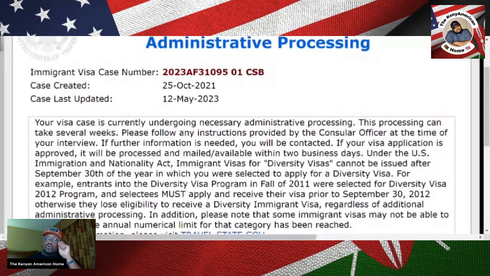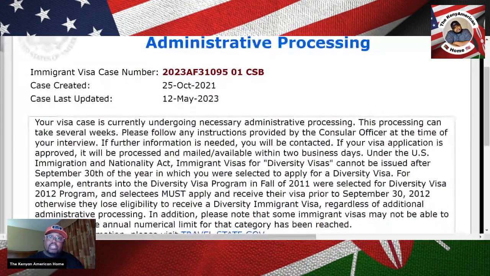So whatever the case, it's worse if you are put in administrative processing, what they call AP, when it's super close to September 30th, because you need to have gotten your visa by September 30th. If September 30th hits, and on October 1st you're still in AP, unfortunately you lose that opportunity to come to the US with your diversity visa.